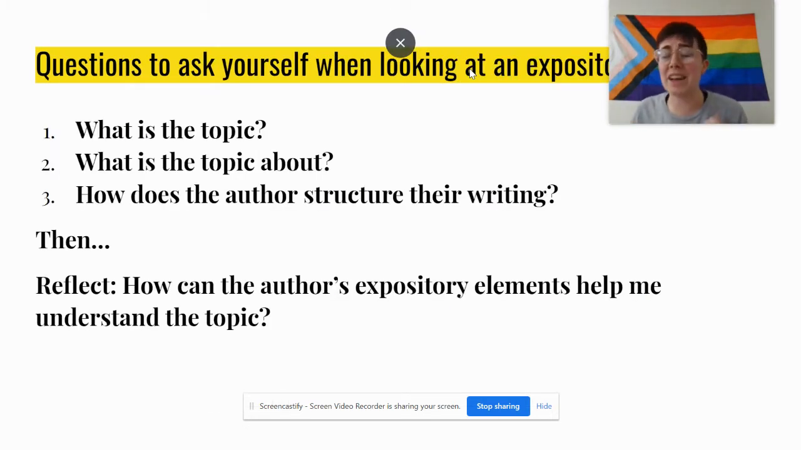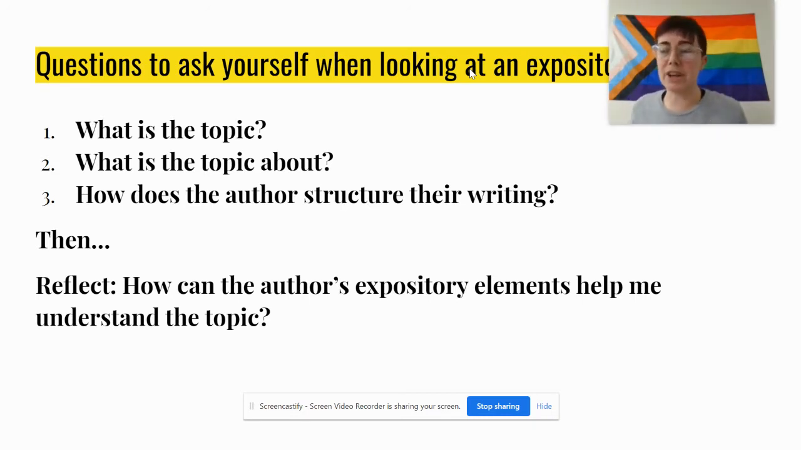Questions that you should be asking yourself when we're looking at expository writing. As the reader, what is the topic? Can I look at this text and know what the topic is? Are there titles, subtitles, subheadings? Can I look at something and know exactly what this piece of expository writing is about? That's number one. Number two, what is the topic about?